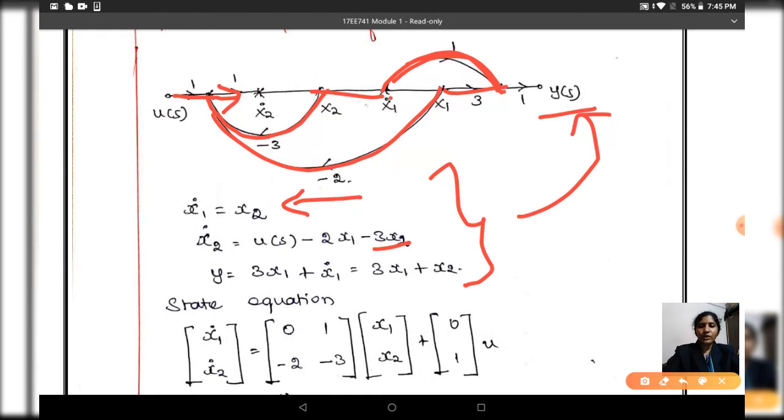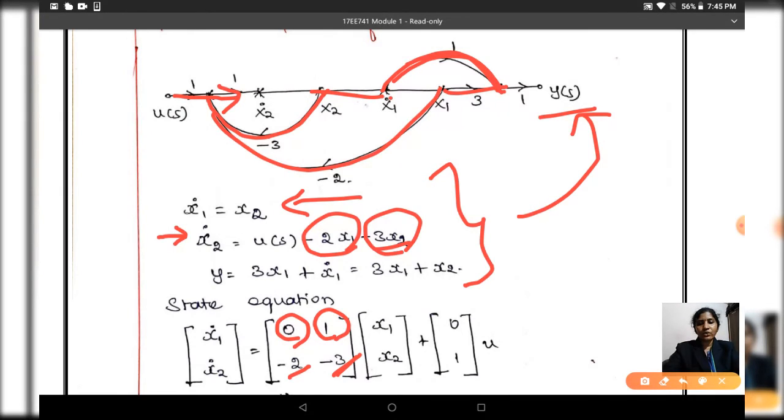So we know x1 dot, x2 dot. What is your x1 dot? It contains the coefficient of x1 in x1 dot, and this is the coefficient of x2 in x1 dot. Same thing, what is your x2 dot? x2 dot is equal to, what is the coefficient of x1? It is minus 2. And what is the coefficient of x2 in this x2 dot? It is minus 3. So the coefficient of x1 in x2 dot is minus 2, the coefficient of x2 in x2 dot is minus 3, and the coefficient of u is going to be 1. So we have written your state equation.